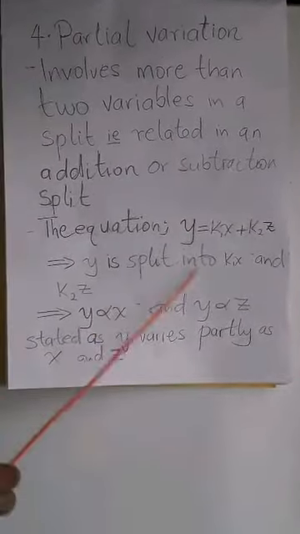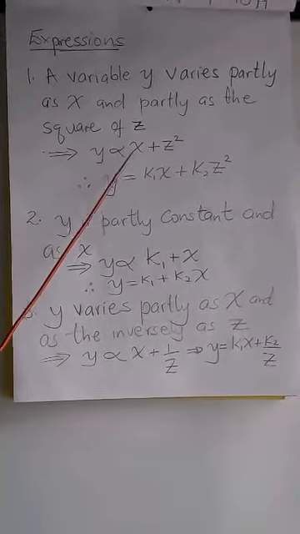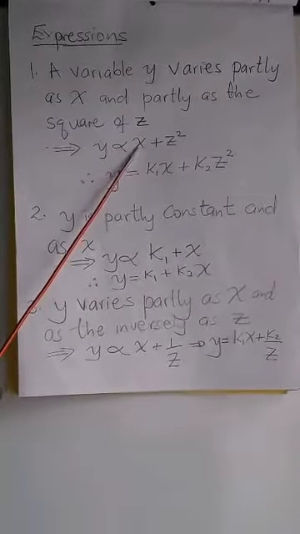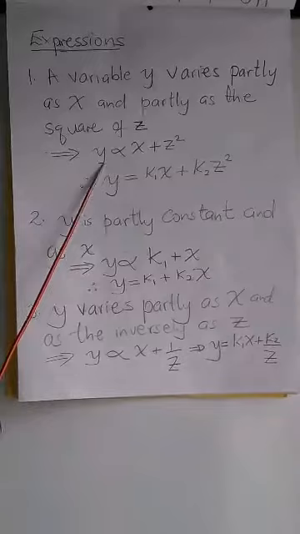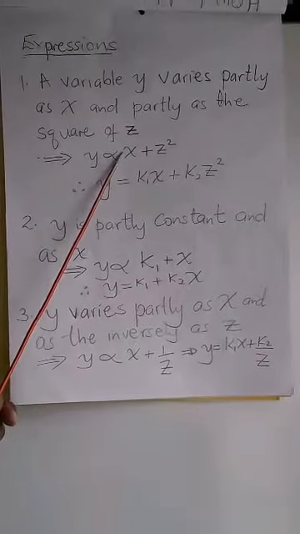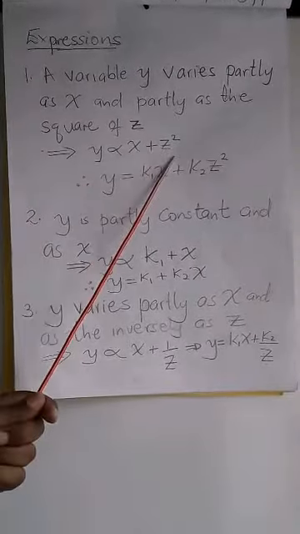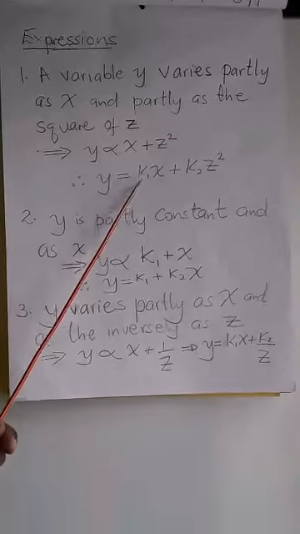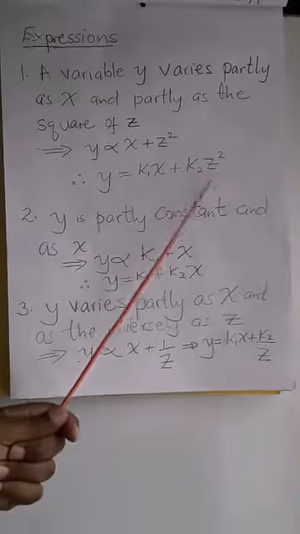So these are some of the expressions that you will find when dealing with calculations involving partial variation. A variable y varies partly as x and partly as the square of z. What does that mean? That means y partly varies directly as x and partly varies directly as z squared. That's why I've said y varies as x and z squared. Therefore, introducing constants, now we say y equals k1x plus k2z squared.